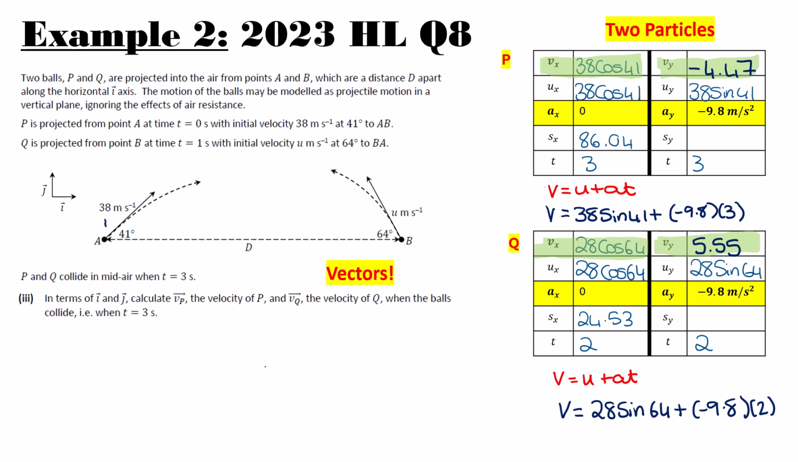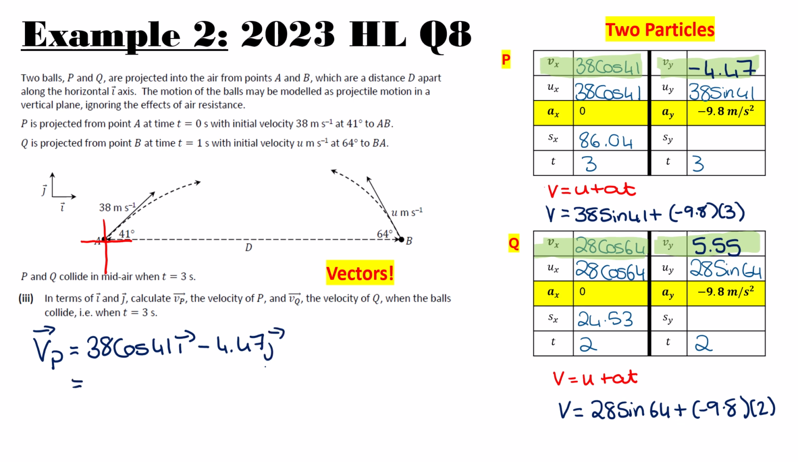Now, because we're starting to talk in terms of vectors, we need to be very clear now about what we're working with. So if I go back to my diagram and draw in my I and my J axis, we can see that the vector for P is going up and to the right initially, and where we're catching it is when it's on its way down. Okay, so that is absolutely perfect. So what we're working with here for the velocity of P is going to be 38 cos 41I minus 4.47J.